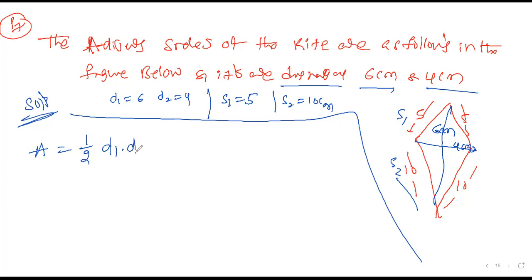Similar: half into D1 into D2. Half into D1, which is 6, D2, which is 4. So the answer is 12 centimeters square.